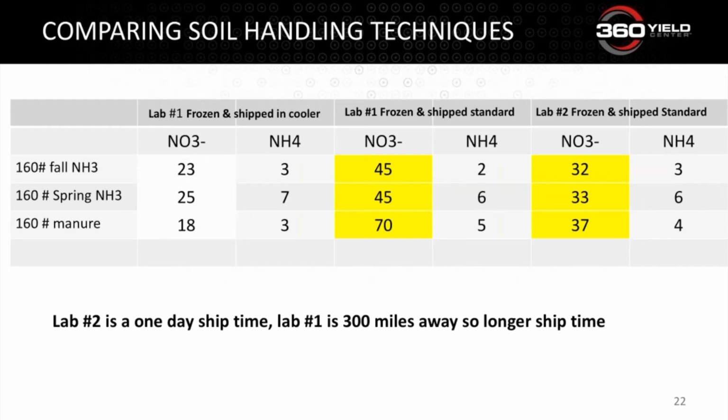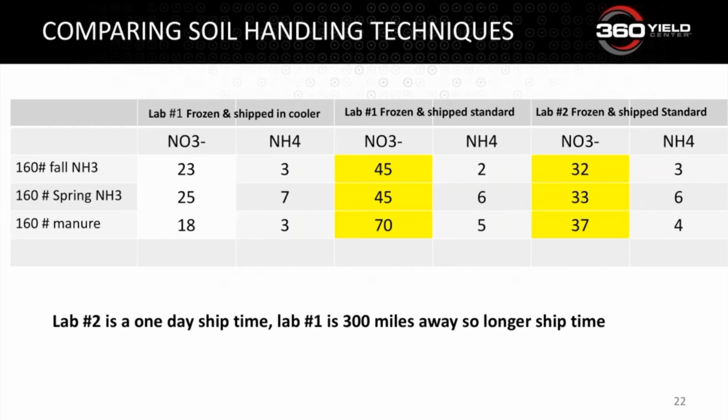And here I think is the really important point as we thought about why they might be different. Lab number 2 is about a 1-day ship time, okay? Lab number 1 is about 300 miles away. So we're pretty confident that those results in the center sat in the mail longer, sat in a box. Again, they were frozen and then just shipped standard. And we're curious if the differences we're seeing from lab 1 and lab 2 could have something to do with what's going on in the shipping time in the box. And again, these were frozen before they were shipped.